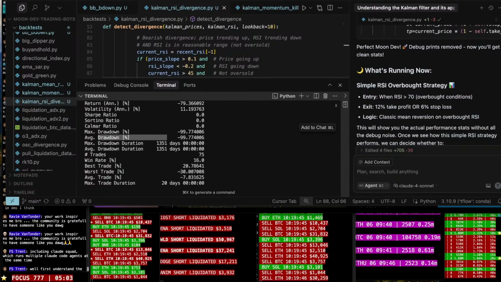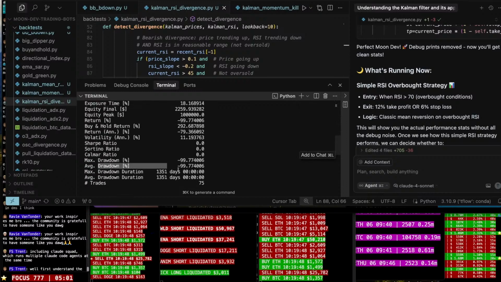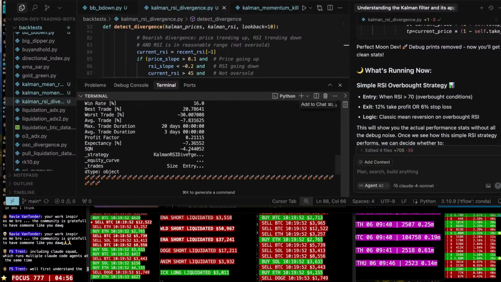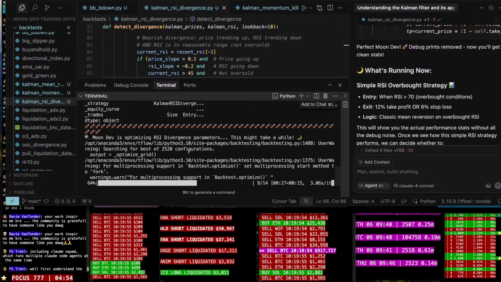Win rate is 16%, so pretty trash here. Trash strat. Exposure time. It blew up. It went to 0. Let's see what the optimization does.